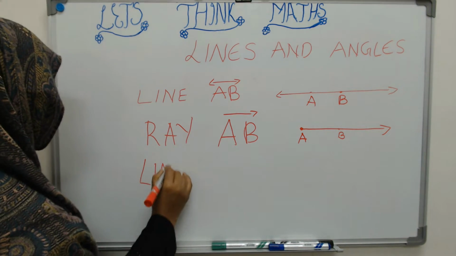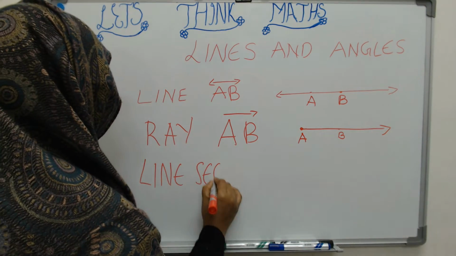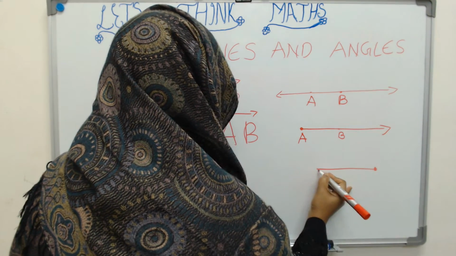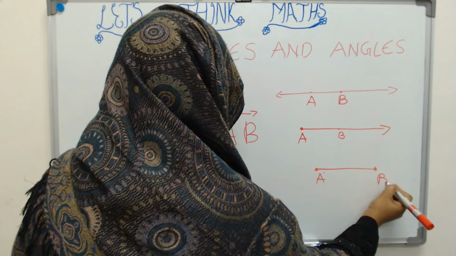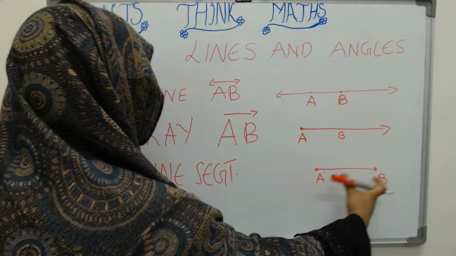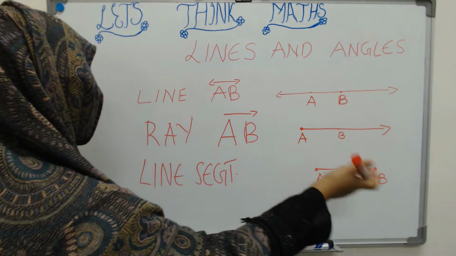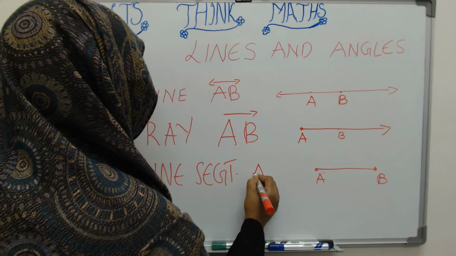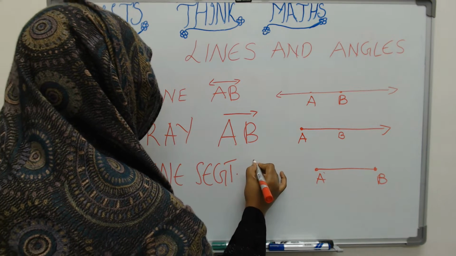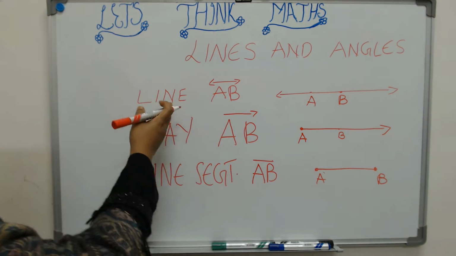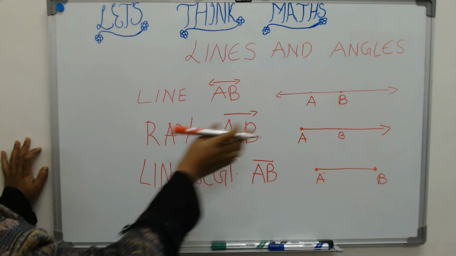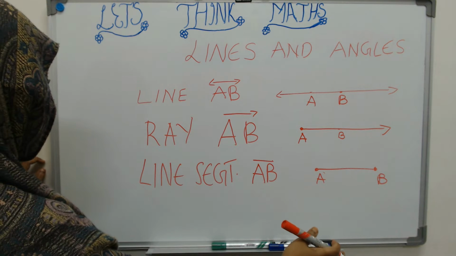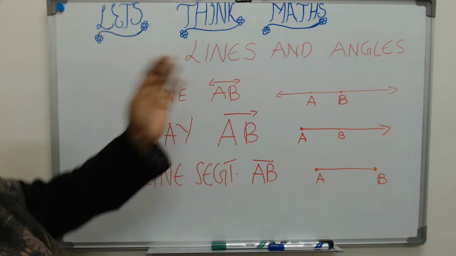And the third thing is a line segment. A line segment has 2 endpoints. So that's it. It has 2 endpoints and a definite measurement, 2 centimeter or 3 centimeter or whatever. It has 2 endpoints, and this we represent it as AB with a line on its top. So now line has no endpoints, ray has 1 endpoint and a line segment has 2 endpoints. So now we will see how an angle looks like.